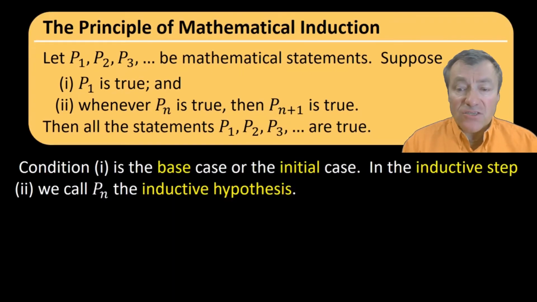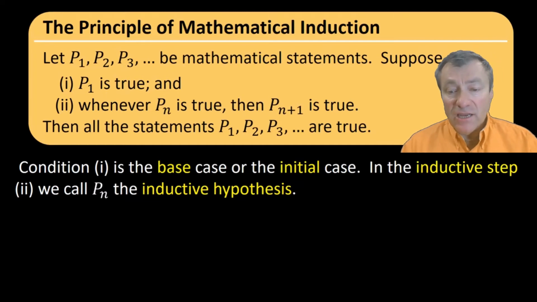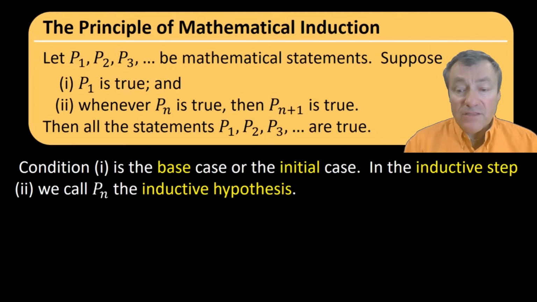The first condition is called the base case, or the initial case. The second condition is called the inductive step. To prove the inductive step, we really need to prove an implication, namely that Pn implies Pn plus 1. In this step, we show, conditional on the assumption of Pn, that we get Pn plus 1 as a consequence of Pn. In this case, we refer to Pn as the inductive hypothesis.